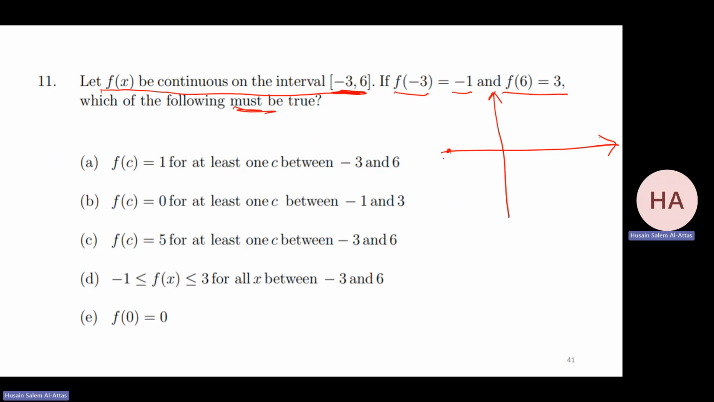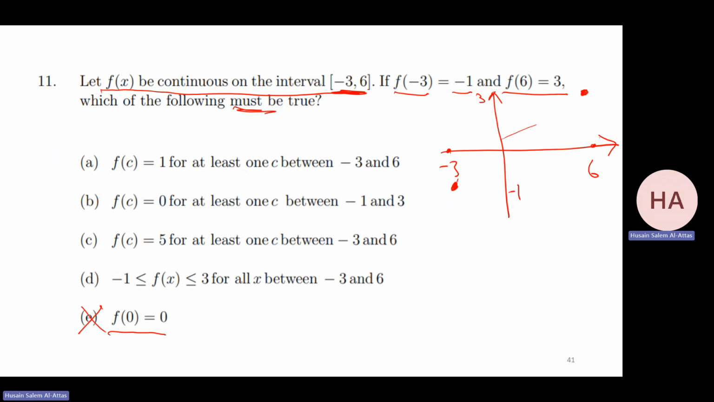We have a function that is continuous between minus 3 and 6. f of minus 3 has a value there, minus 1. f of 6 has a value there, which is 3. So I have this point, and I have this point. Okay, f of 0 must be 0? No. You can't draw a graph like this while avoiding it. So this is not must be true.